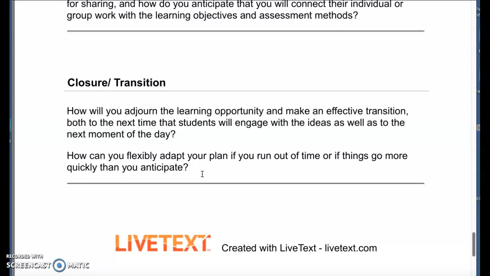And if things go more quickly, so if students are finishing quickly or you're getting through the material really quickly and there's not a lot of extra discussion, what can be your plan for making sure that there's more things for you to discuss or more things for the students to do during this lesson?